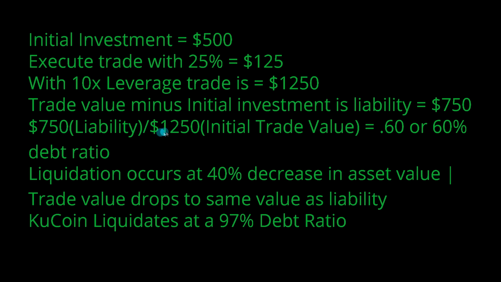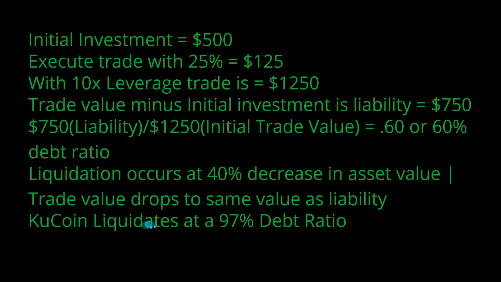$750, your liability, divided by $1,250, the initial trade value, will be your initial debt ratio, 0.60, or a 60% debt ratio. At 60% debt ratio, liquidation will occur at a 40% decrease in the asset value. In other words, when the trade value drops to the same level as the liability, so when $1,250 drops down to $750, then you are liquidated. That is it. Your account is cleared, the $500 is gone, everything gets sold, and the exchange takes everything.